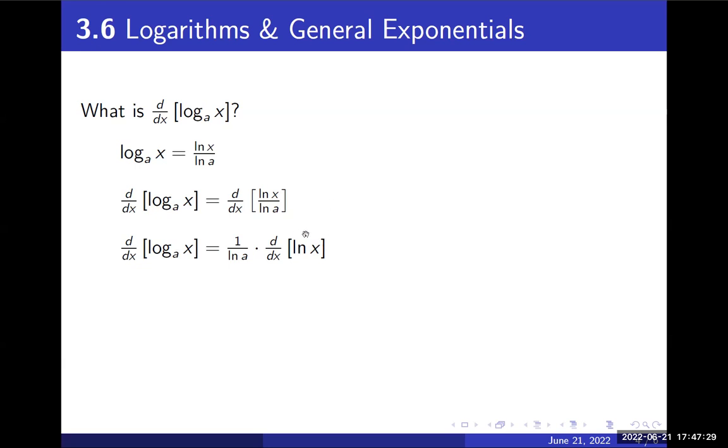Of course, we know what the derivative of natural log x is. It's 1 over x. And so this cleans up really nicely. 1 over natural log a times 1 over x. We can write that as 1 over x times natural log a. So there's the derivative for any general logarithm with any base. It's still 1 over x. So we see that same theme, but now we'll also multiply by the natural log of a.